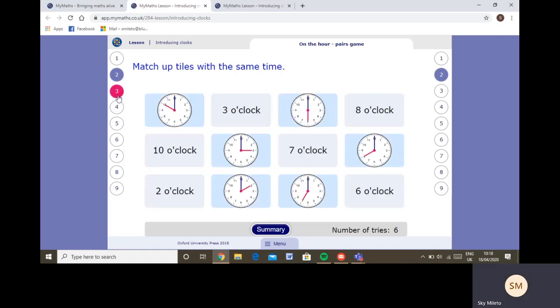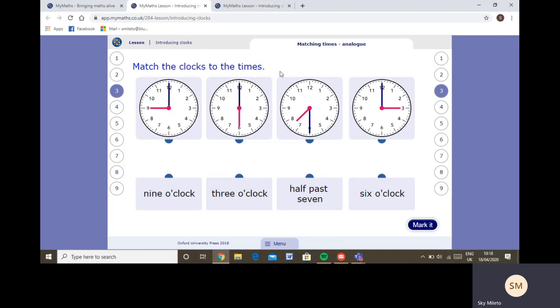So we're going to go to the next slide. It says match the clocks to the time. So now I want you to pause the video again, go and try it on your own in your own lesson, and then mark it and see if you got it right. If you haven't got the video open, I'm going to go through it with you now.